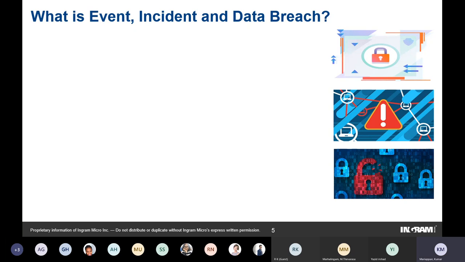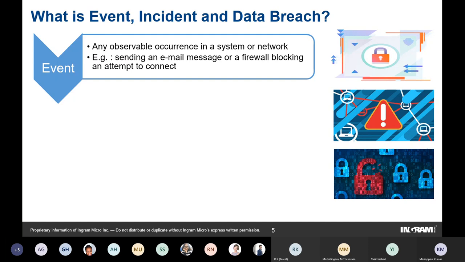So what is an event? An event is anything which happens in an environment. For instance, you try to access a website which is not allowed in your organization, and you get a message saying that this website is not accessible as per your company policy, and you get a block error. This is an event. It is not considered an incident.